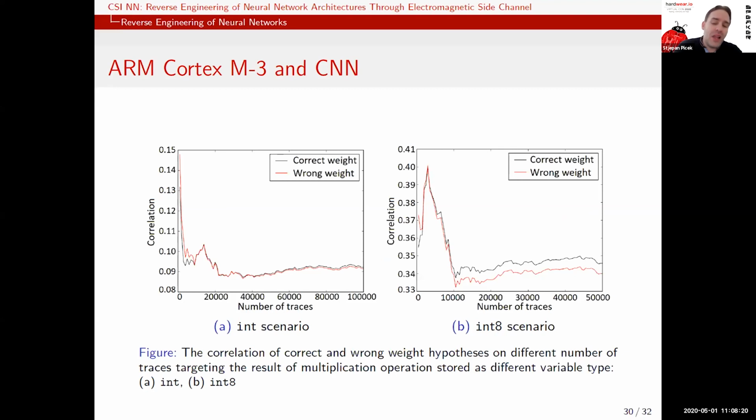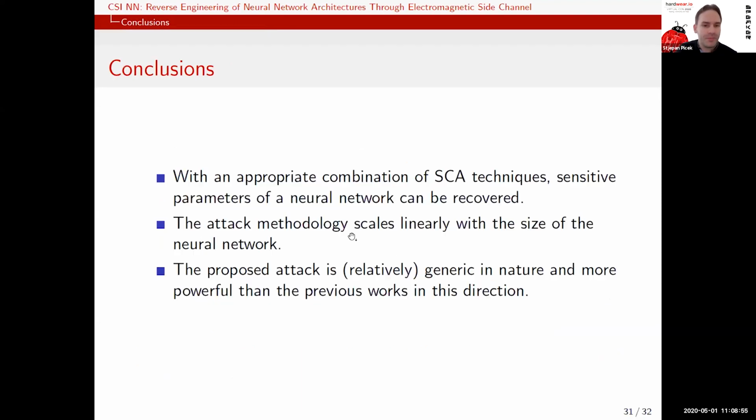And what's even more, these are the correlations. So again, black one correct, red one wrong. And here you can see what it means having similar correlations for your correct and wrong guesses. And we actually see that we need up to 100,000 measurements to actually break something. And don't be fooled. To get 100,000 measurements from a small embedded device running a convolutional neural network, that will take some time. The process itself is long, long, long.